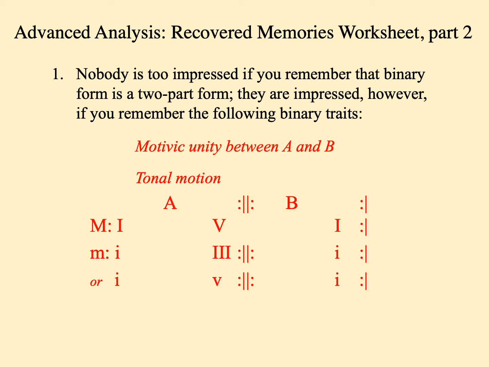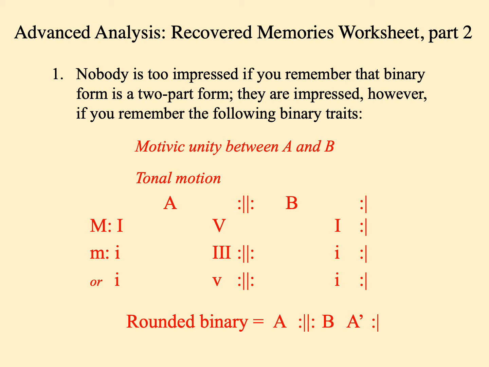And there is one other thing we need to think about with binary form, which is that there's that thing out there called rounded binary form, which does all the things non-rounded binary form, or what we call simple binary form, does. It's got the motivic unity between A and B. It modulates away from the tonic in section A and back to the tonic in section B. But the other thing that these rounded binary forms do is they bring back the opening melodic idea. That's what we call the A prime. So a rounded binary form isn't just AB, like simple binary form is. A rounded binary form is A, B, A prime.